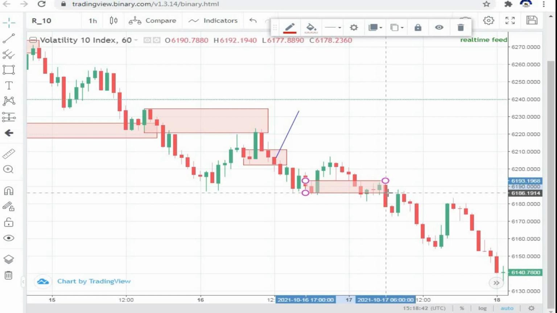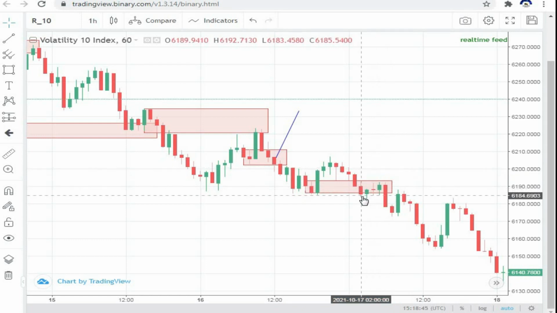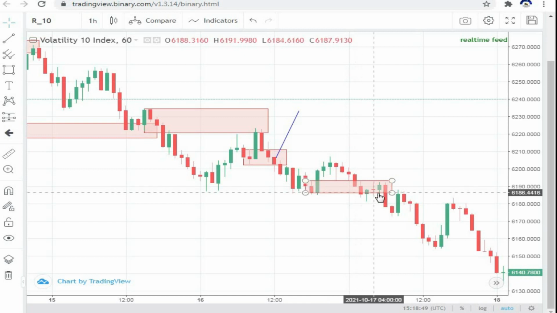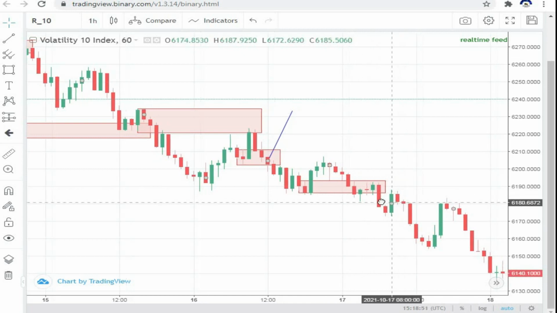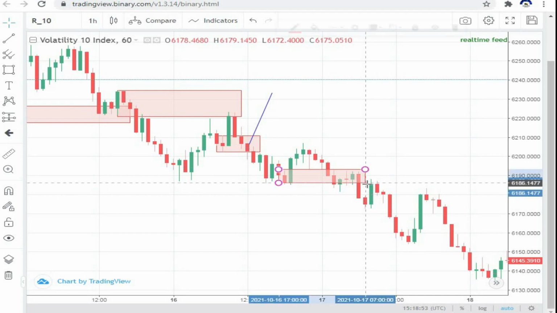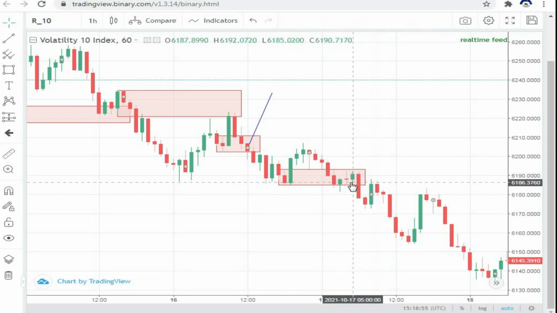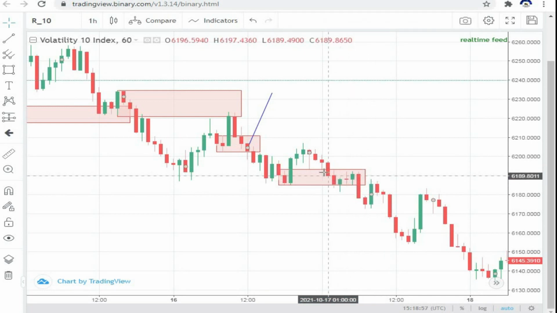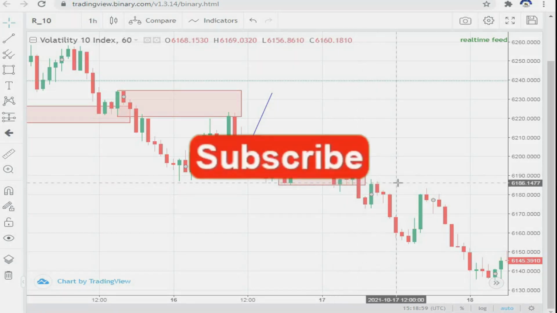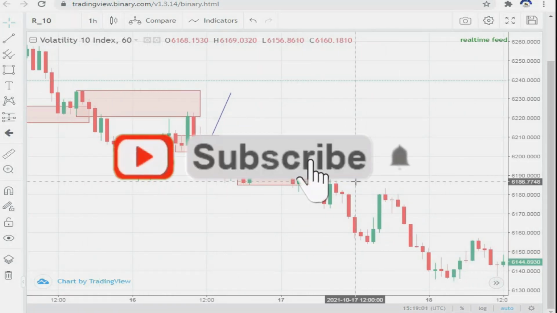to test it as a flip. This is what we call a mitigation order block. Sorry if I didn't pronounce it well, I'm not good at pronouncing that word. So as you can see, they have also created a drop, base, drop. So that's how you take these failed order blocks.